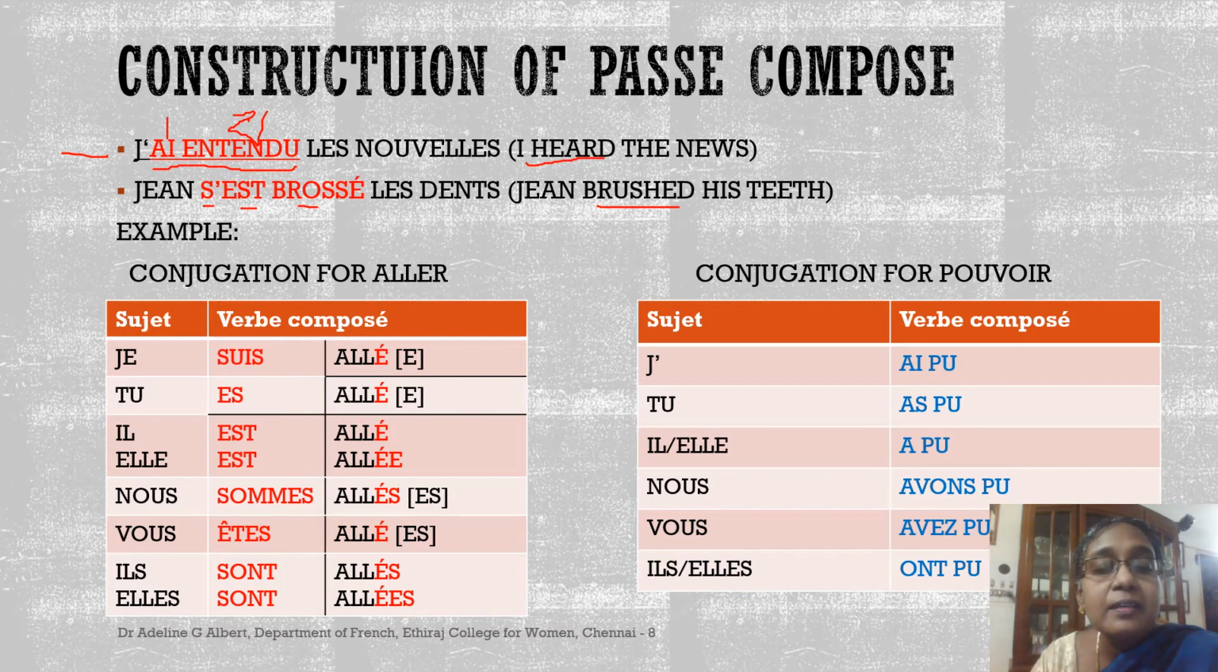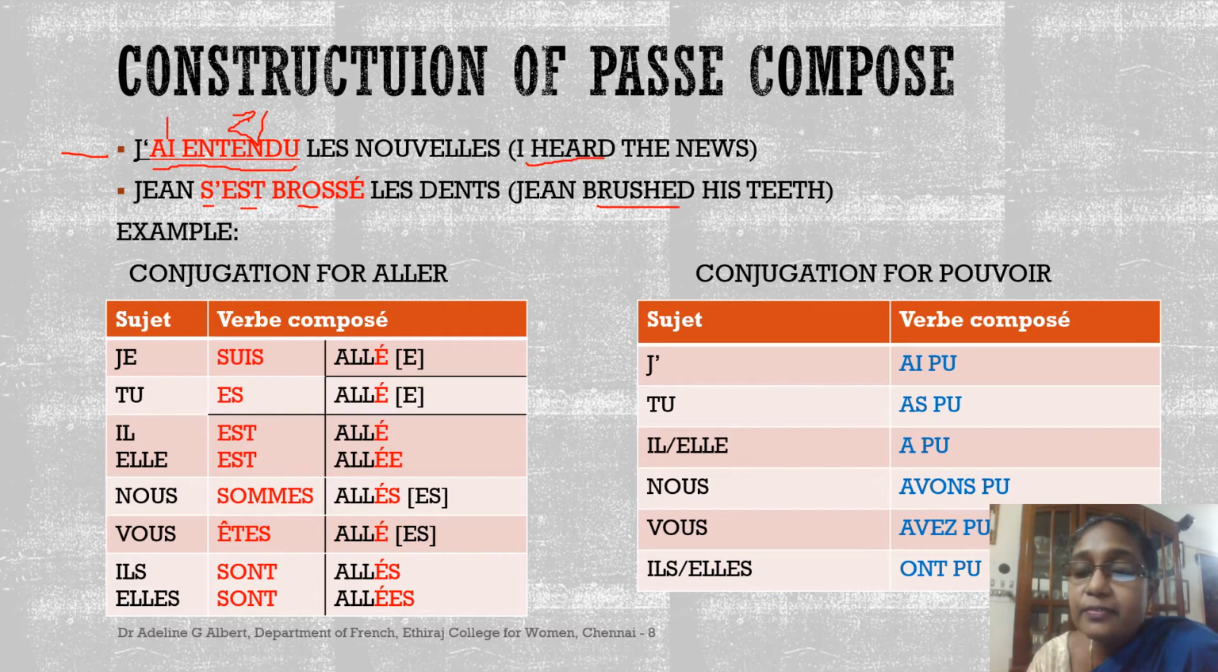Now let us look at the conjugation for aller. Je suis allé, tu es allé, il est allé, elle est allée, nous sommes allés, vous êtes allés, ils sont allés, and elles sont allées. If you look at the conjugation for verbs with avoir, j'ai pu, I could, I was able to. Tu as pu. Il, elle, on a pu. Nous avons pu. Vous avez pu. Ils ont pu. Elles ont pu.